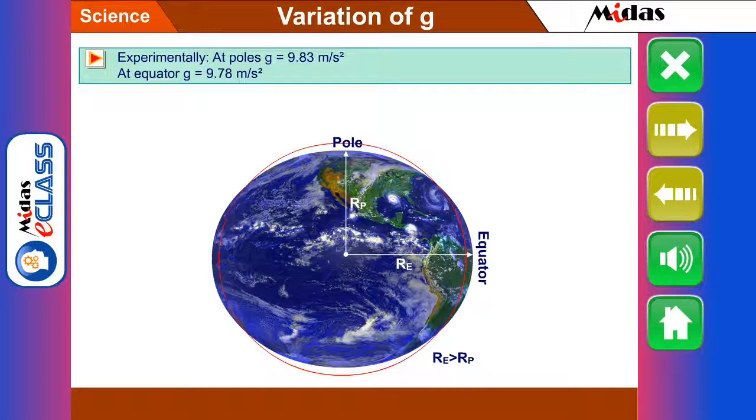Experimentally, it has been found out that at the poles the value of g is equal to 9.83 meter per second square, and the value at the equator is 9.78 meter per second square.